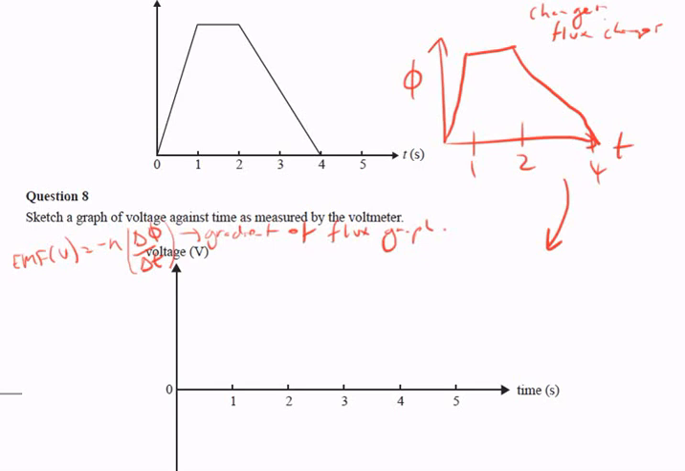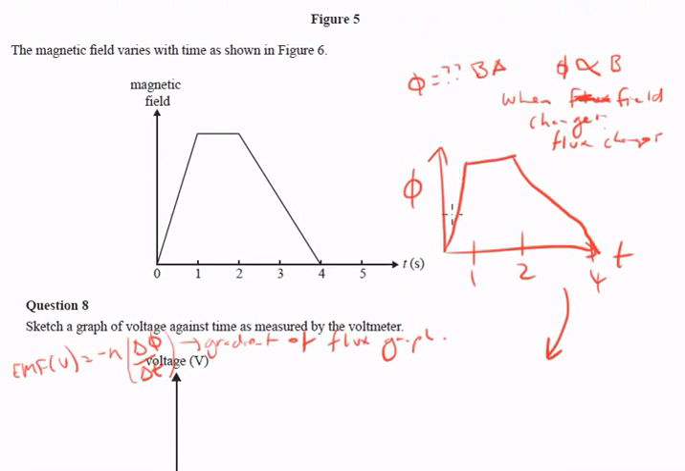Now, the gradient here is positive, and it's quite steep. The gradient here is 0, and the gradient here is negative. Because there's a negative in our equation that gets from change in flux to voltage, the value of our voltage at the start is going to be negative, it's going to be 0, and it's going to be positive. Because negative times the negative gradient is positive, and 0 is still 0.